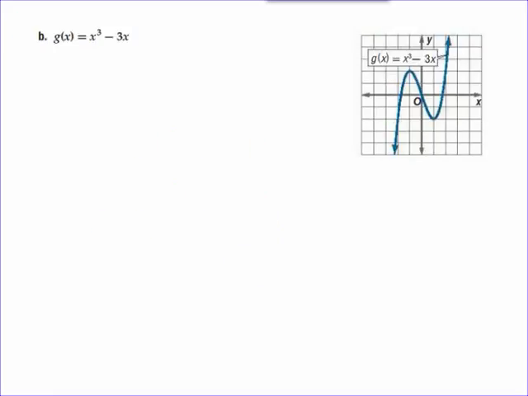Let's go ahead and look at this next one. g of x equals x cubed minus 3x. So from this graph, I'm going to start at the leftmost point and work my way left to right. I know the leftmost point starts with negative infinity. What does it start doing from the leftmost point? It goes up. So what do we call that? Increases. So at what point does it stop increasing? It stops increasing right here, which is negative 1.